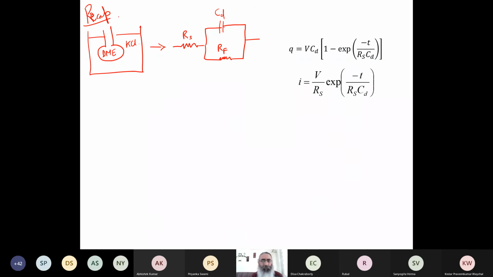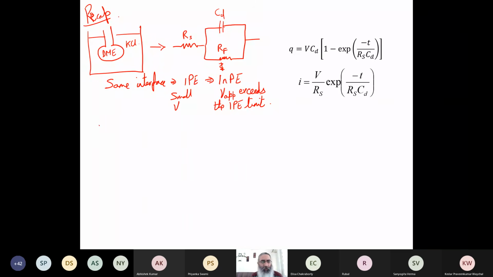for this interface. The reason why we have the RF here is because the same interface will transform, starting as an ideally polarized interface and going over to an ideally non-polarized interface. This is for a small voltage window, and this changes when the voltage applied exceeds the ideally polarized limit.